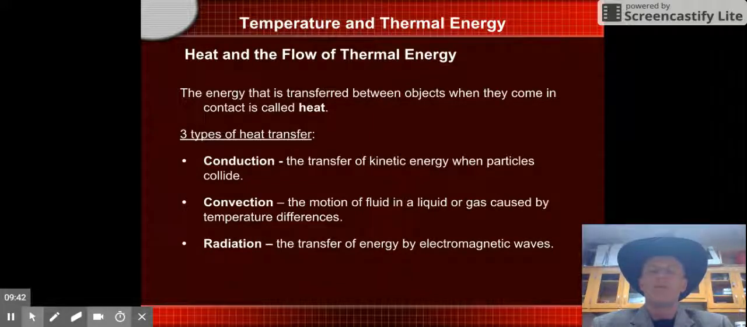And notice in the visible light, we got Roy G. Biv: red, orange, yellow, green, blue, indigo, violet. So all that applies there. We're going to talk about specific heat on the next video.